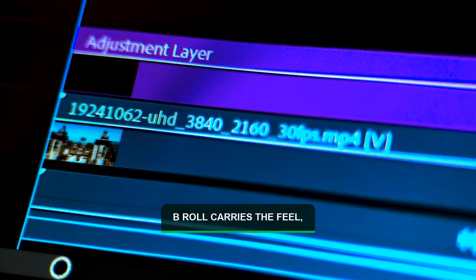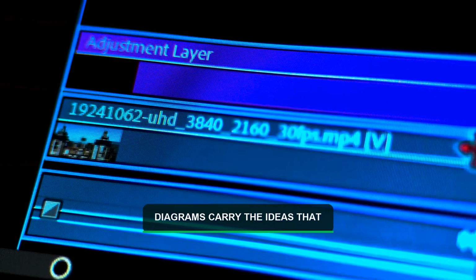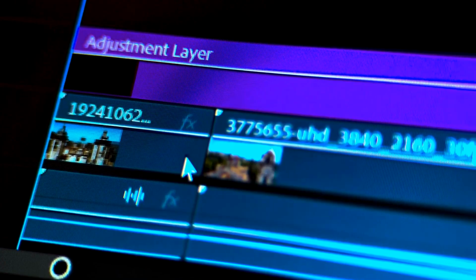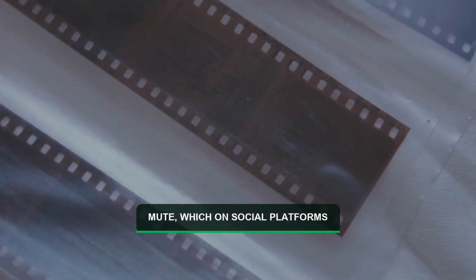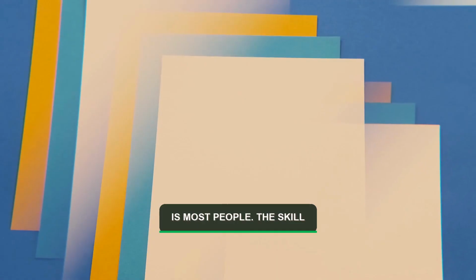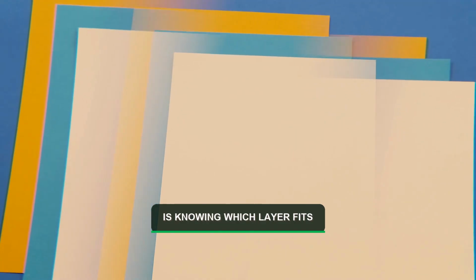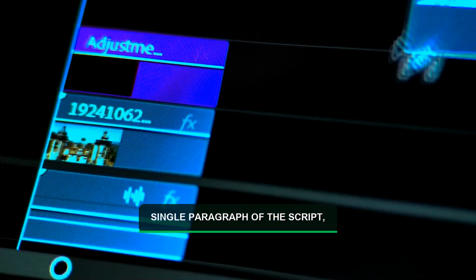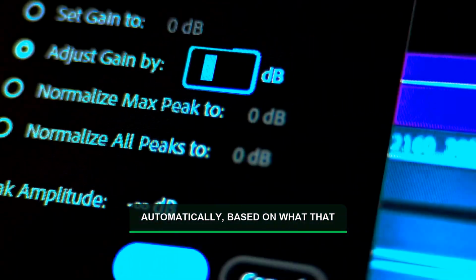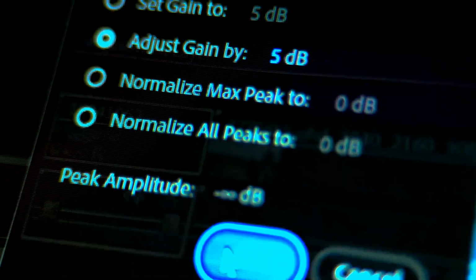And the third layer is captions, the text running along the bottom that follows the narration word for word. B-roll carries the feel, diagrams carry the ideas that need structure, and captions carry the exact words for anyone watching on mute, which on social platforms is most people. The skill is knowing which layer fits which moment, and the system makes that call for every single paragraph of the script, automatically based on what that paragraph is actually doing.